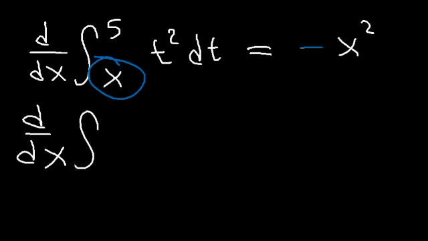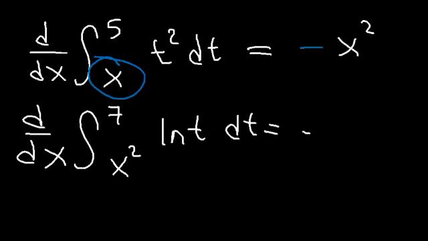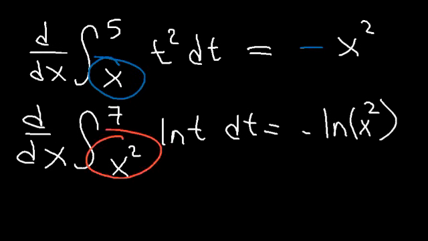Likewise, let's say you have the derivative of the integral from x squared to 7 of ln t dt. This is going to be negative ln x squared, and then multiply it by the derivative of x squared, which is 2x. So the final answer for this example is negative 2x ln x squared.